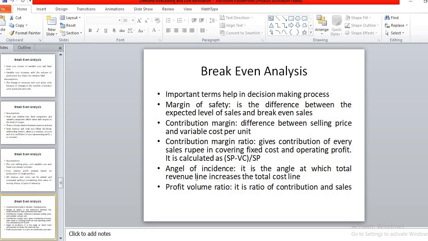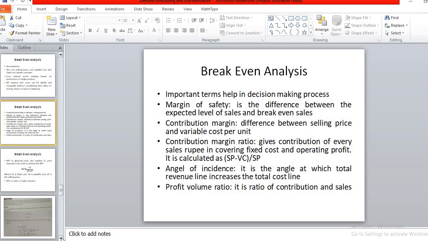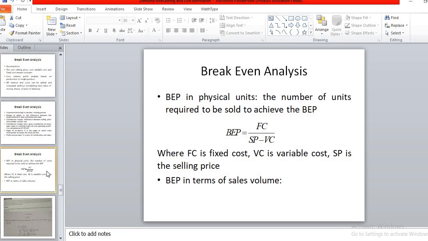That particular angle is considered as an angle of incidence. And profit volume ratio is the ratio of contribution and sale. It is the profit volume ratio. So with these terms, we can move further.